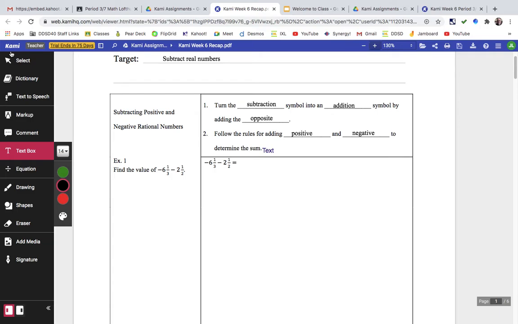So turn the subtraction into an addition problem, or turn the subtraction symbol into an addition symbol by adding the opposite. This will give us an equivalent addition problem. And then follow the rules for adding positive and negatives to determine the sum.